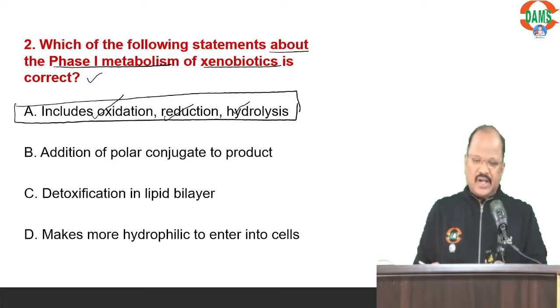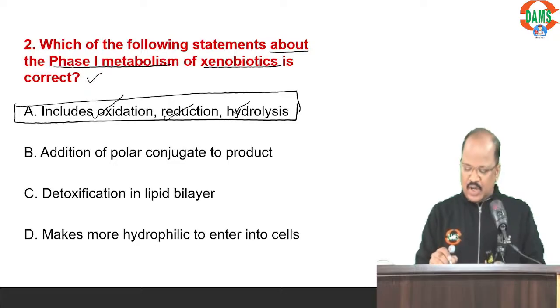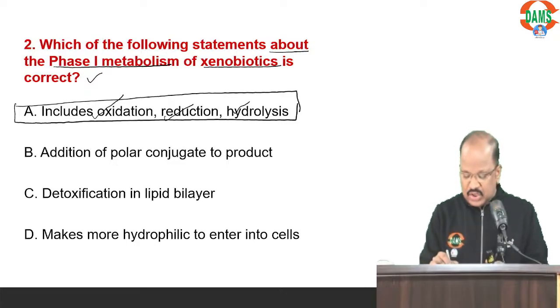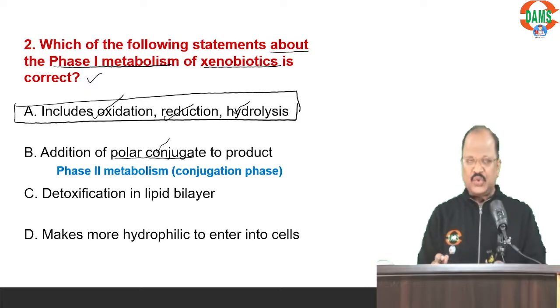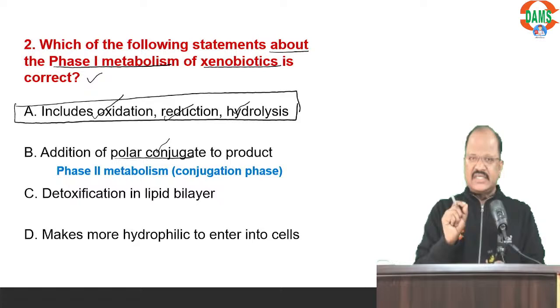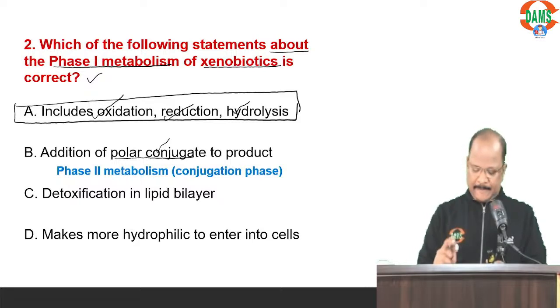Whereas look at the other options. Addition of polar conjugates: when you say conjugate, that becomes a phase 2 reaction. All the conjugation reactions like glucuronide conjugation, glutathione conjugation, glycine conjugation, sulfate conjugation, including acetylation and methylation, are all phase 2 reactions.